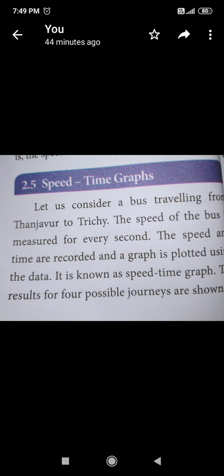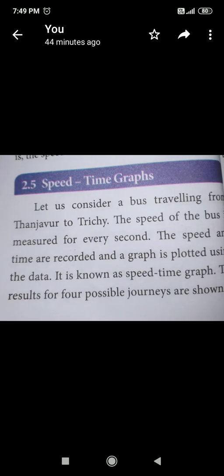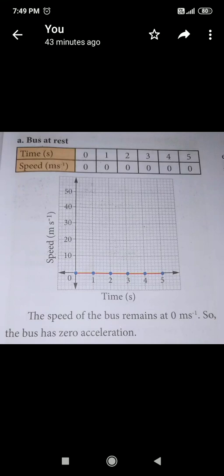Here the speed of the bus is measured for every second, and speed and time are recorded on the graph. It is known as a speed time graph. Okay, bus at rest. First it's not moving, so it should be a straight line. So 0 0 வரும், 1 0, everything. So x axis as it is, y axis all plotted at y axis. The speed of the bus remains at 0 meter per second, so the bus has no acceleration.